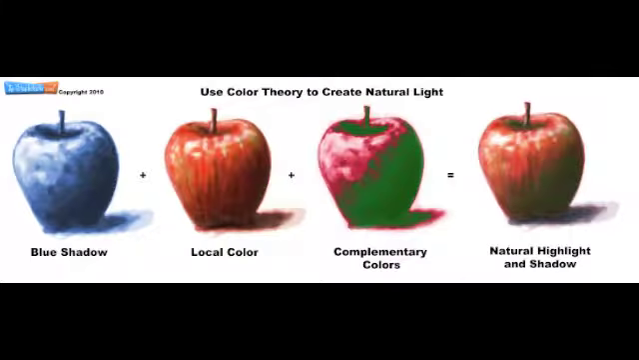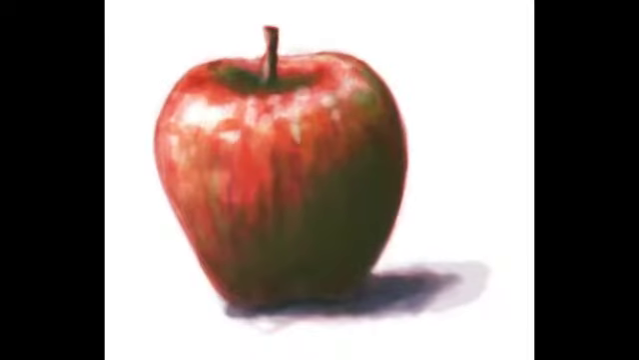Now, if we remember that shadow is naturally blue in hue, and the color that exists on the object is actually local color, and we apply the complementary colors to that as well, we create natural highlight and shadow in the objects that we are drawing and painting. So, blue shadow plus local color plus complementary colors equals dynamic and natural looking highlights and shadows.